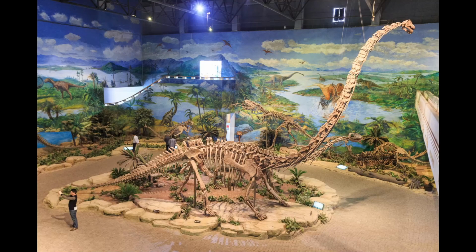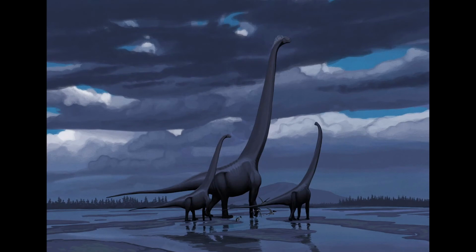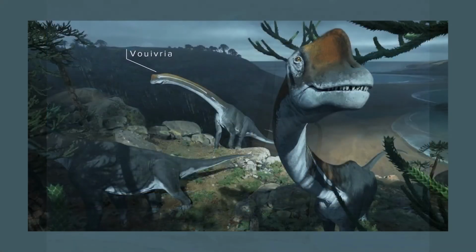Here is a skeleton. This is one of the smaller species, but a full skeleton, so I think it looks just amazing. And you can see here really how long that neck was compared to the rest of the body. And one more picture of the Mamenchisaurus.